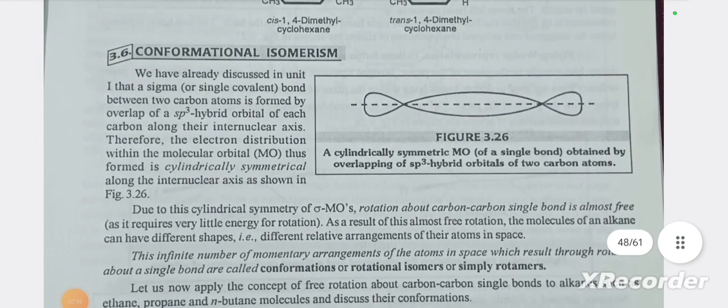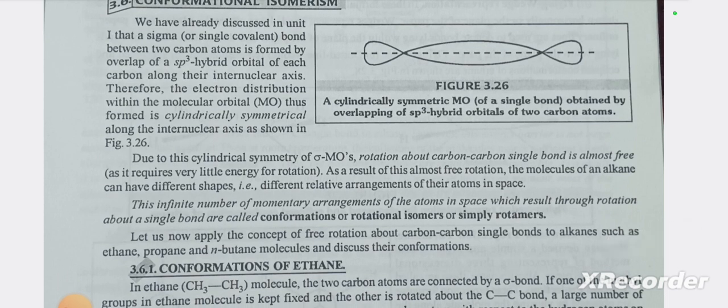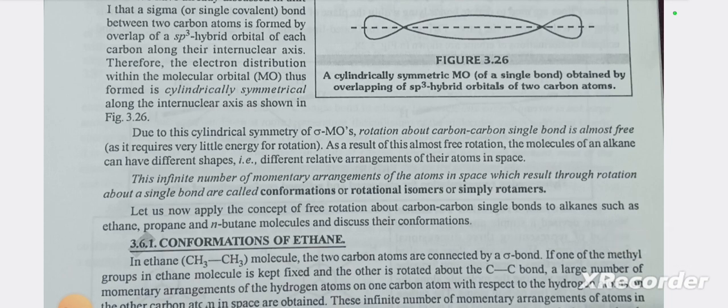Conformational isomerism. We have discussed in the unit that a sigma or single covalent bond between the two carbon atoms is formed by overlap of sp3 hybrid orbitals of each carbon along their internuclear axis. Therefore, the electron distribution within the molecular orbital thus formed is cylindrically symmetrical along the internuclear axis. Due to this cylindrical symmetry of sigma molecular orbitals, rotation about a carbon-carbon single bond is almost free, as it requires very little energy for rotation.